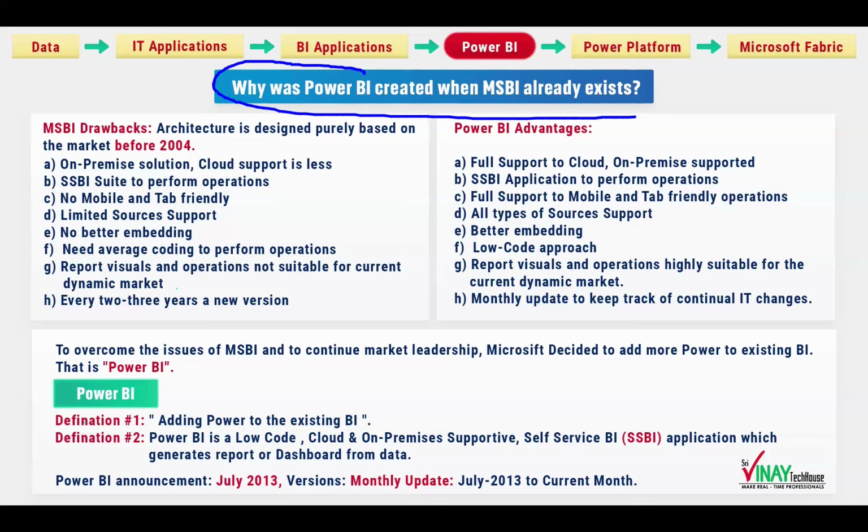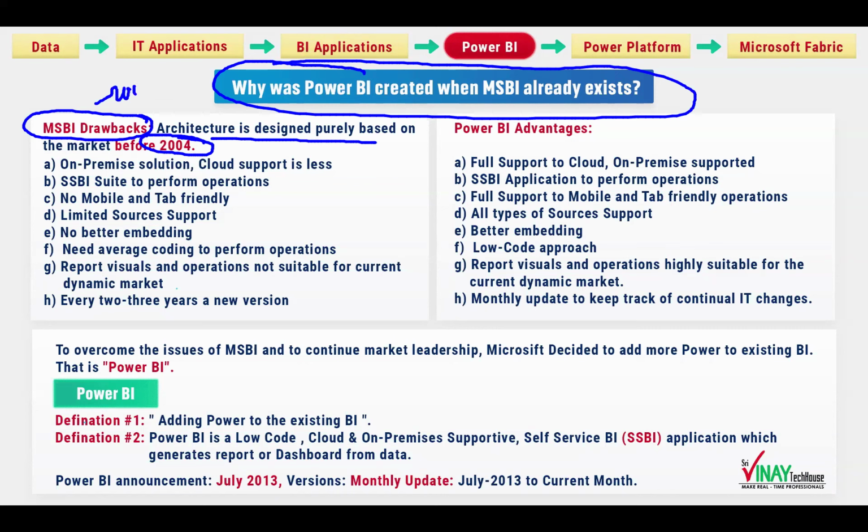Why was Power BI created when MSBI already exists? MSBI has an architecture and engine capacity from before the 2004 market, because it was released in 2005. From 2005 onwards, more and more unstructured data became available in the market. Facebook was announced in 2004, and even Instagram and many others came only after 2004. And cloud applications became available from 2006.